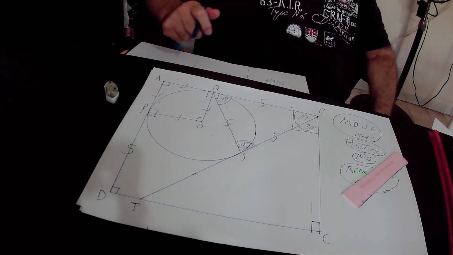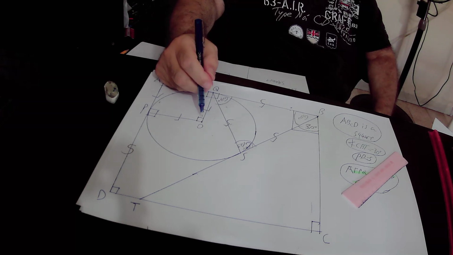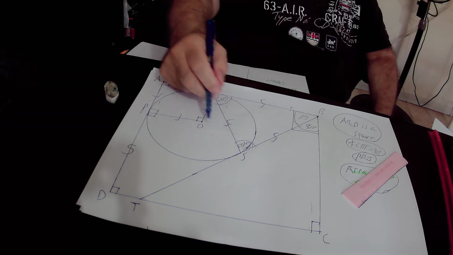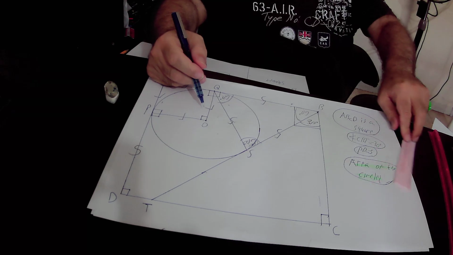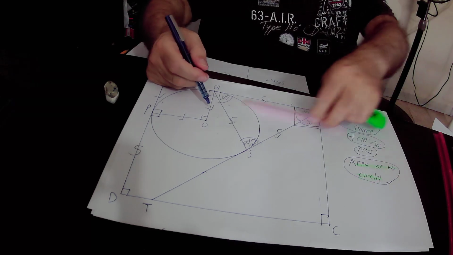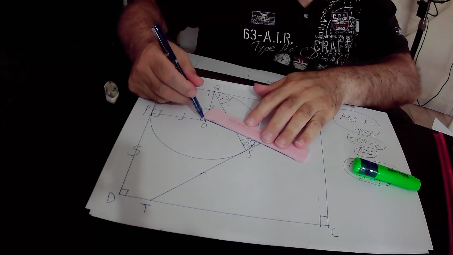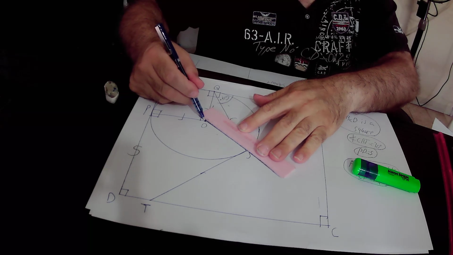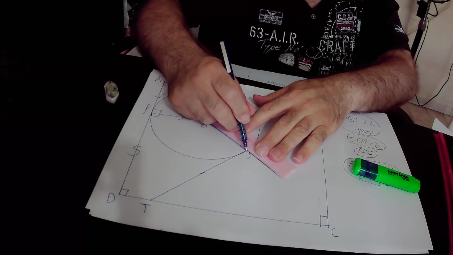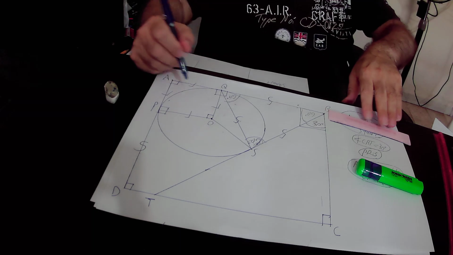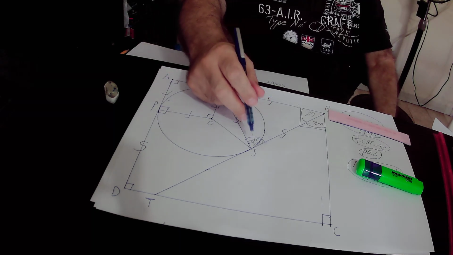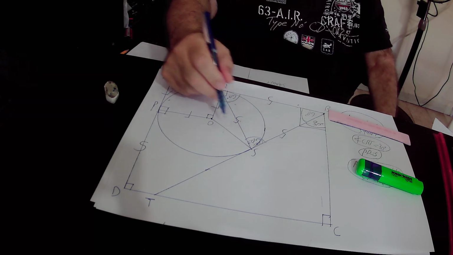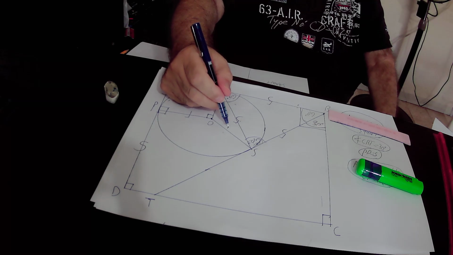And in the next step, we'll join points O and S together by a straight line. Point O is the center of the circle, point S is the point on the circle itself, therefore OS is the radius of the circle that is equal to R.